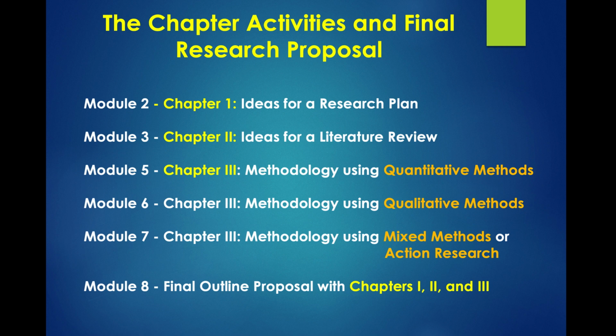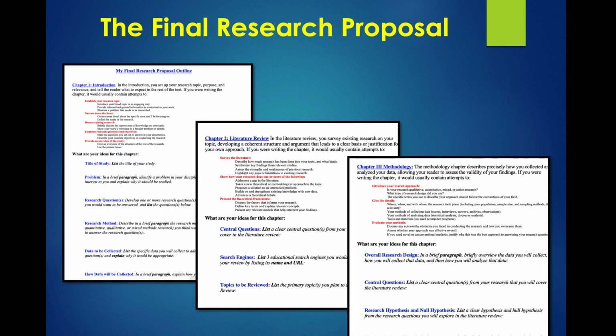And then in the very last module, you choose what you would want to do if you had to write a master's thesis, and you outline chapters 1, 2, and 3, which you've already kind of done, but we're summarizing here at the end, deciding what you might do for a master's thesis or even a doctoral dissertation. So the final research project is a proposal, but you're not writing it out in narrative form.